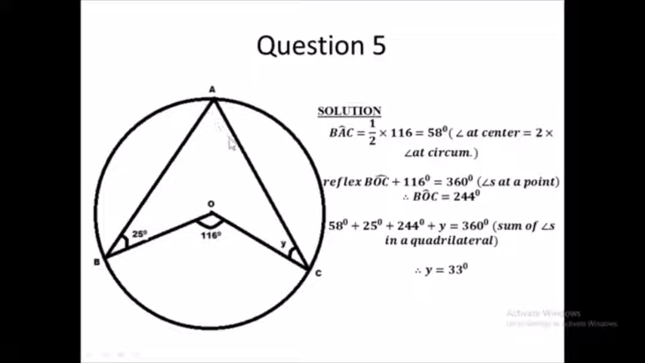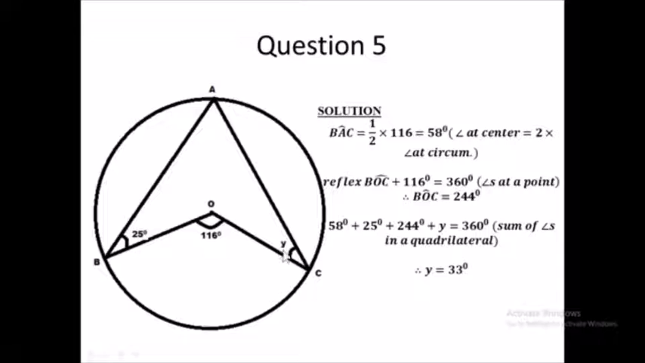So if this is 58 degrees, you can also find the reflex angle of this O, the other angle here, by removing this one from 360 because of angles at a point. If I remove 116 from 360, that will give me the angle that is here, which is 244 degrees. So if I have this angle and this angle, then this angle plus this plus y should give me 360 degrees, because this is also a four-sided shape.